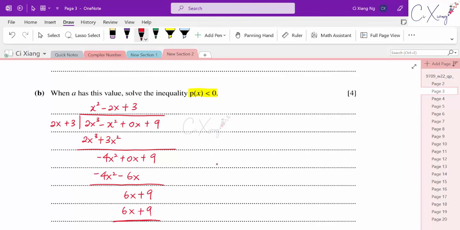Okay, so from here I know that my polynomial can be further factorized as 2x plus 3 multiplied with x squared minus 2x plus 3. So if I try to put it inside the inequality, p(x) smaller than 0, according to the long division, we are having these two factors for the p(x).